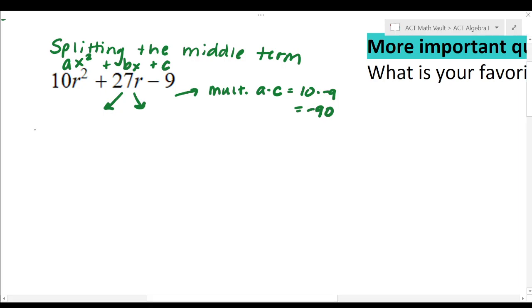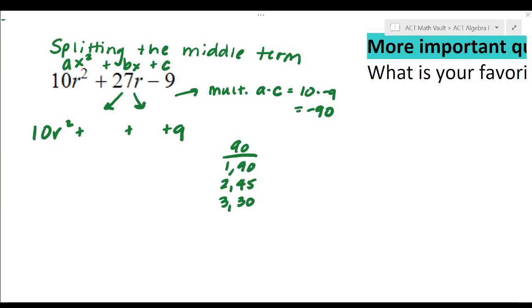So if I bring this 10r squared down and the 9 down, I'm going to think about how could I split that 27r up into two other terms. So I know that the numbers have to, once again, add to 27 and multiply to negative 90. Now, 90 has a lot of possibilities. We've got 1 and 90, 2 and 45, 3 and 30, and then let's stop there and just try some possibilities.